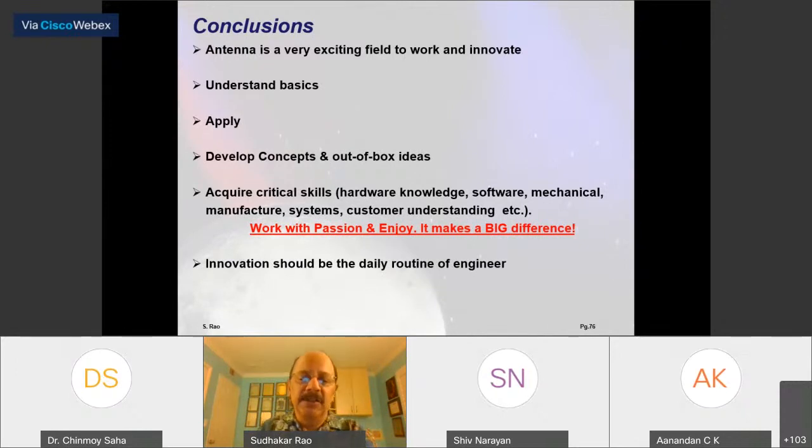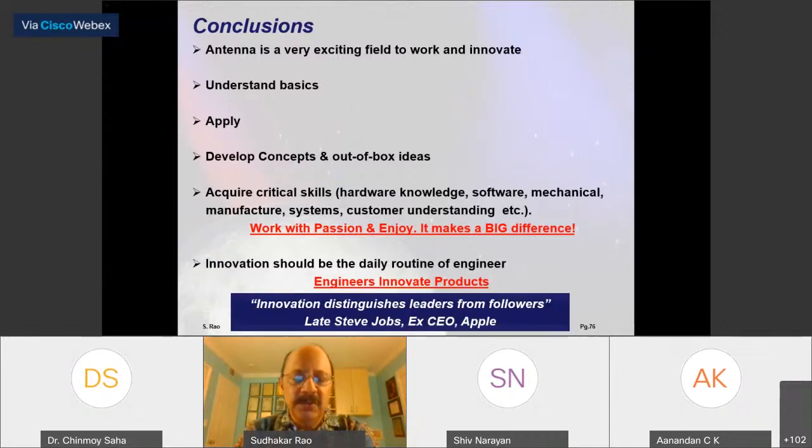Innovation should be the daily routine of engineers. Without innovation, there's nothing. All the companies, I think, thrive on innovation. So they put the IP portfolio very high in their culture. Innovations, patents, and trademarks are highly supported by big companies. So engineers need to innovate products useful to the company.